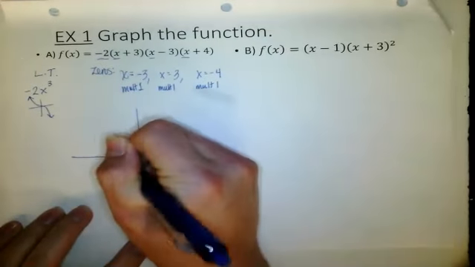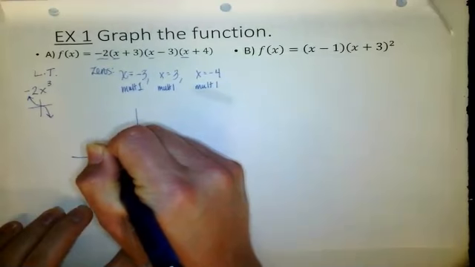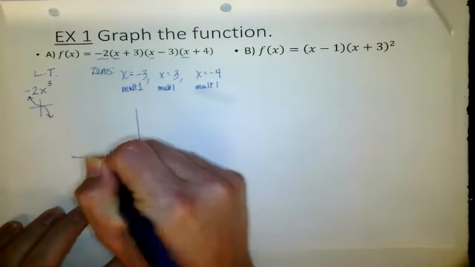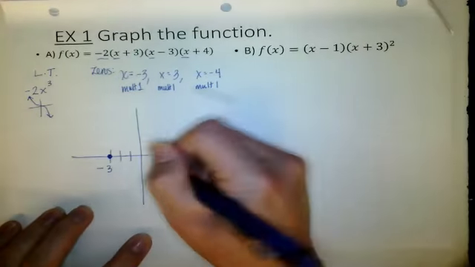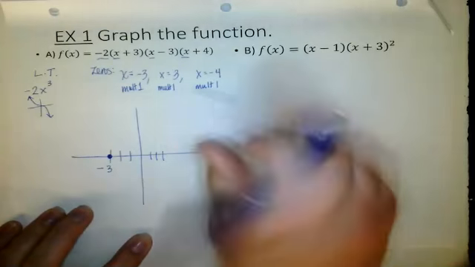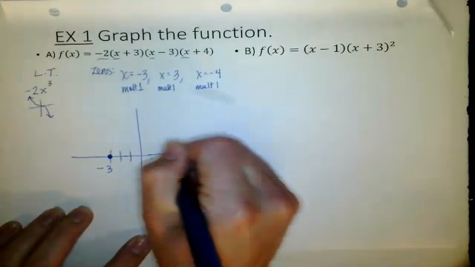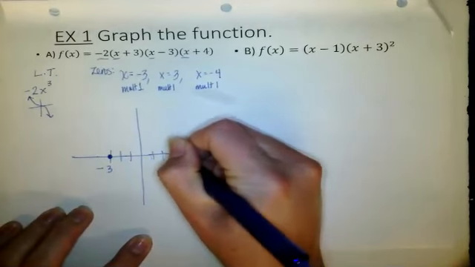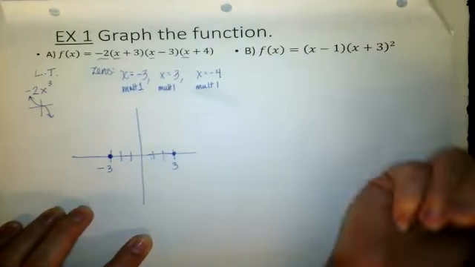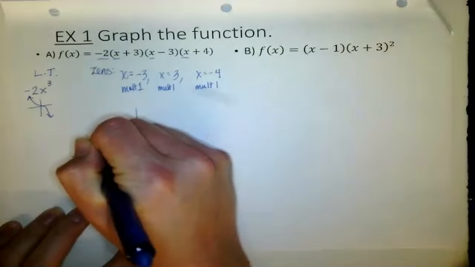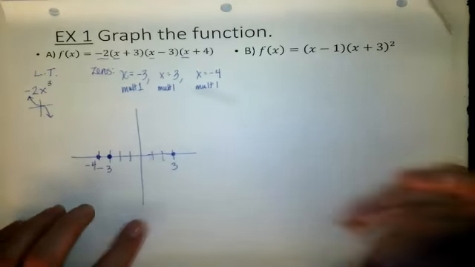So what we're going to do is we're going to go ahead and plot our zeros, our x-intercepts: negative 3, positive 3, and negative 4. There we go.